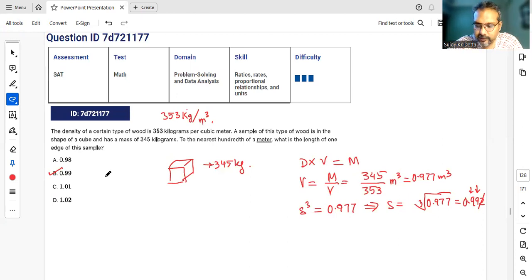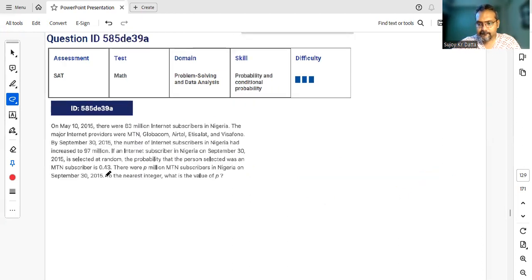All right, let's move on to the next question. In May, there were 83 million internet subscribers. The major providers were these. By September, the number of internet subscribers had become 97. If an internet subscriber on September 30 is chosen at random, the probability that the person selected was an MTN subscriber is 0.43. So that means MTN divided by total is 0.43.